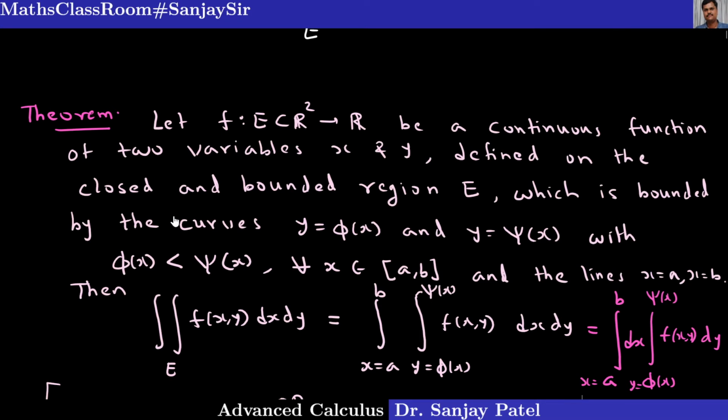Here the region E is a closed and bounded region which is bounded by the curves y equal to phi of x, y is equal to psi of x, and the straight lines x is equal to a and x is equal to b. So it is enclosed between these four curves. The function f is a continuous function defined on this closed and bounded region, and therefore the double integral exists. What we want to prove is that this double integral in this case can be computed using this iterated integral.